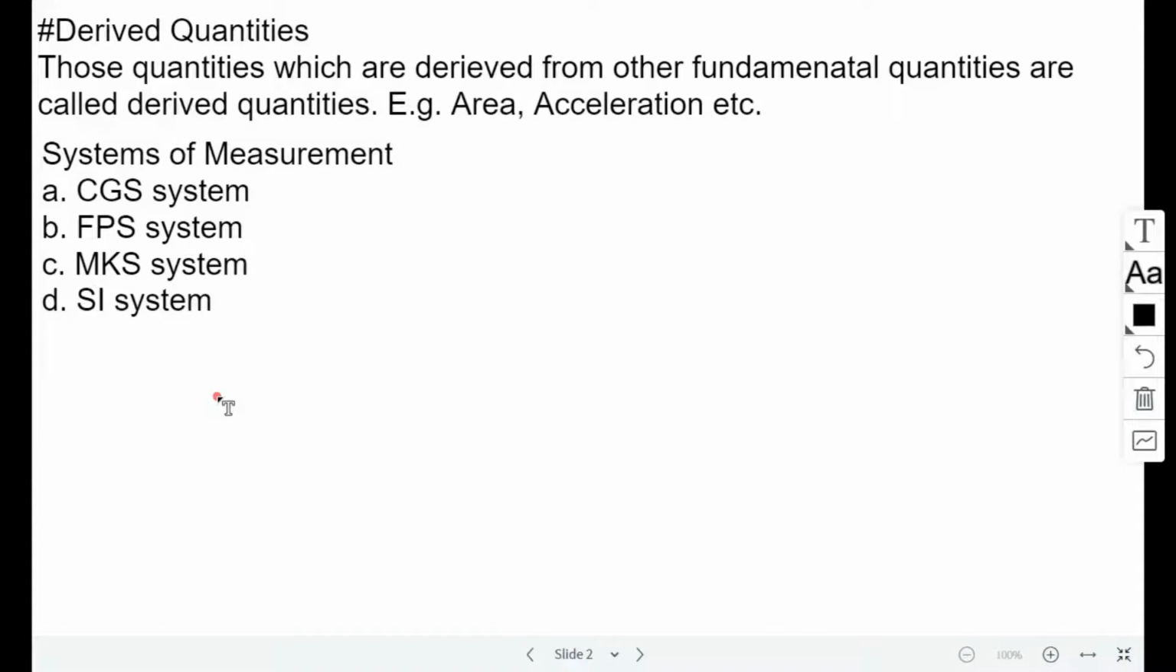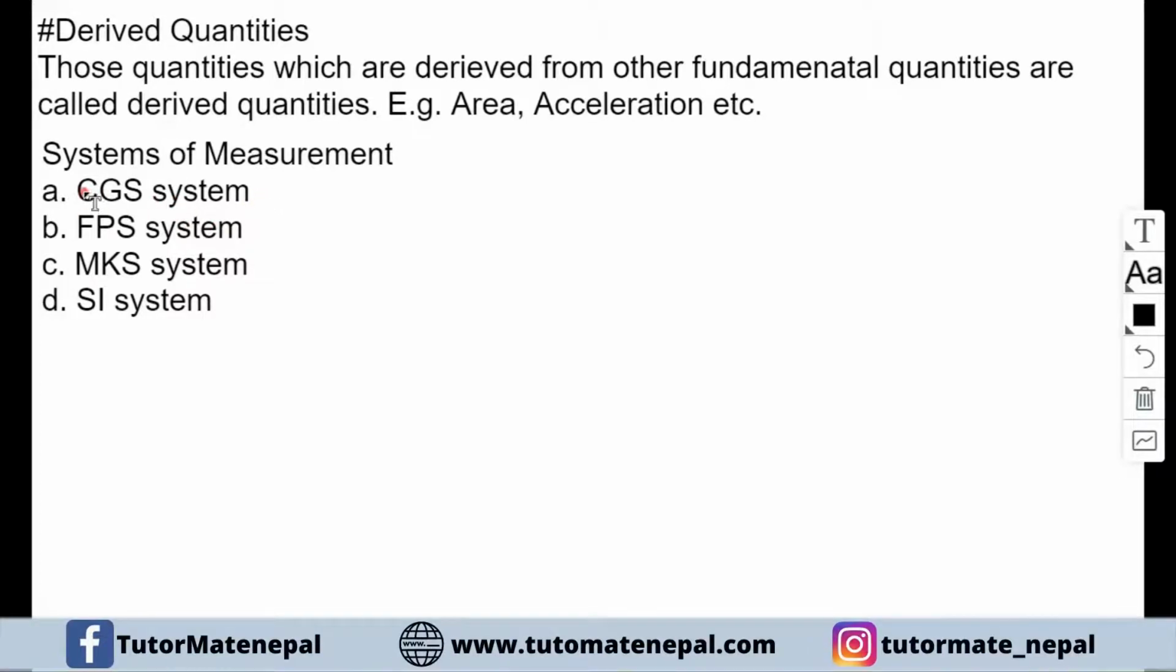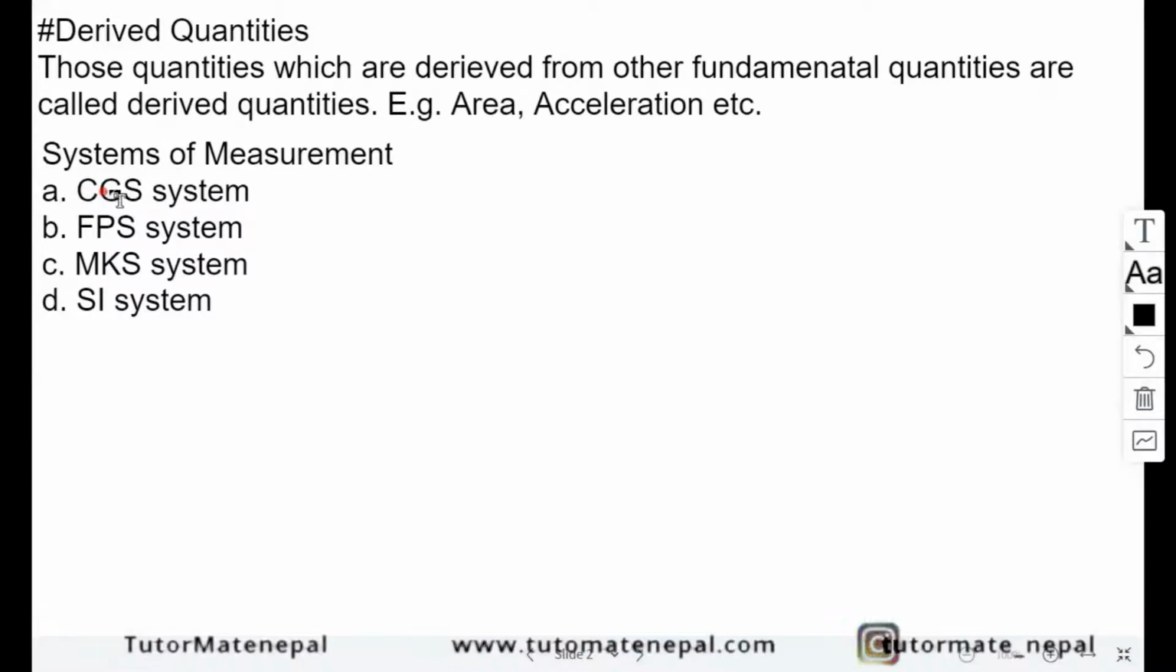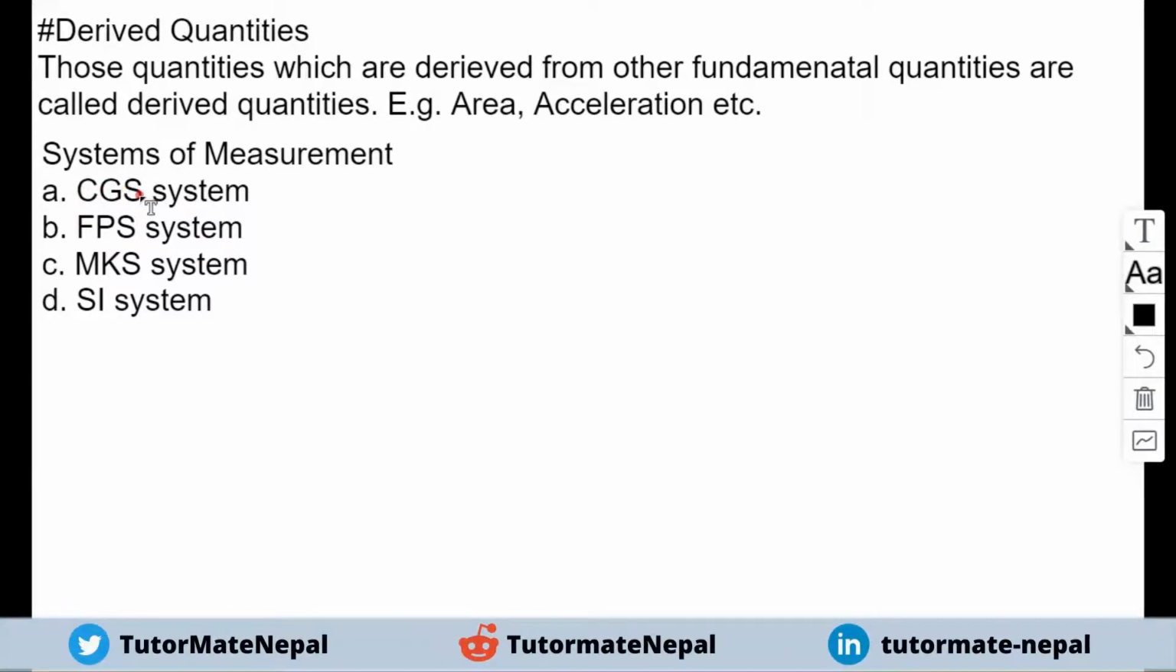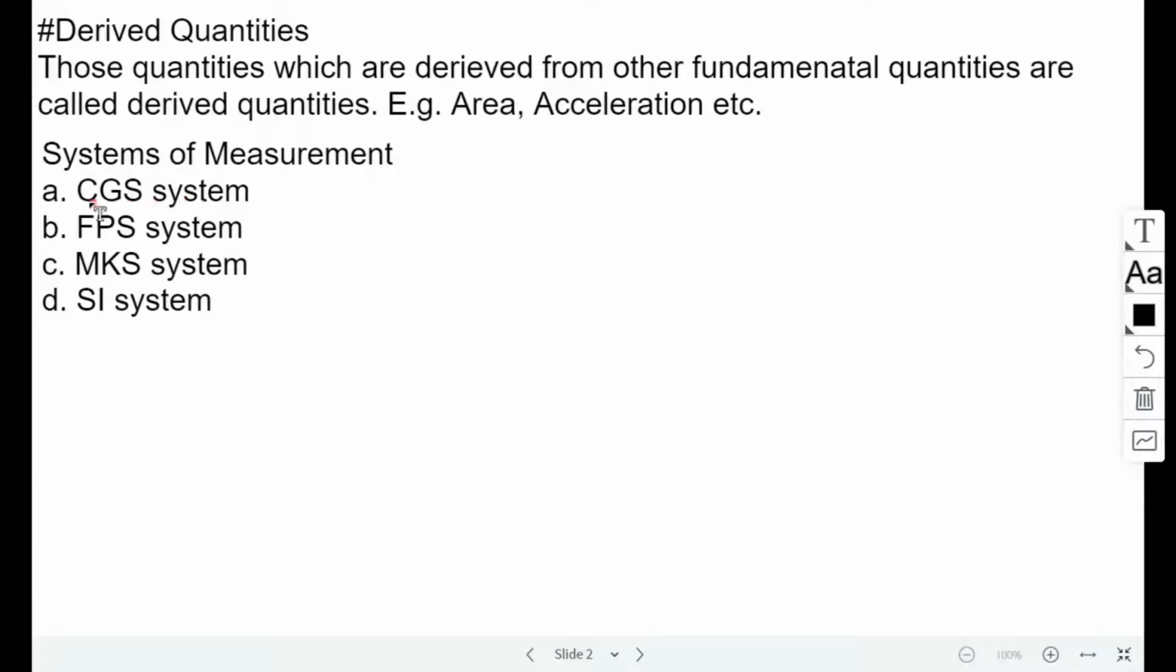So these are the four systems which we mainly use. In CGS system, it is simple. C means centimeter, G means gram, and S means second. So in CGS system, length is measured in centimeter, mass in gram, and time in second. Whereas in FPS system, length is measured in foot, mass in pound, and time in second. And in MKS system, length is measured in meter, mass in kilogram, and time in second.